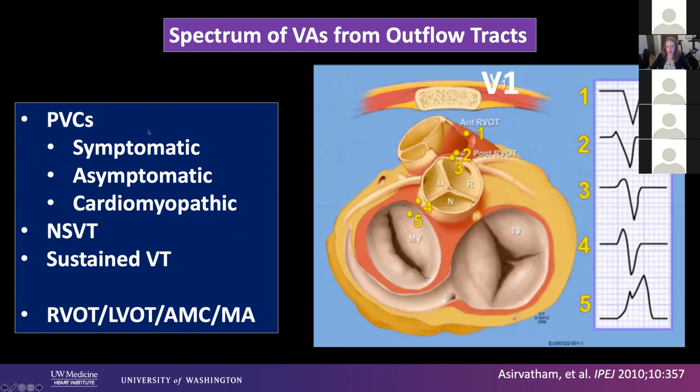I know you guys went through this with Dr. Bradfield earlier in the week, and it really does bear repeating though. The outflow tracts of the heart, until you start trying to ablate arrhythmias from them and putting catheters there, are honestly a complete mystery.